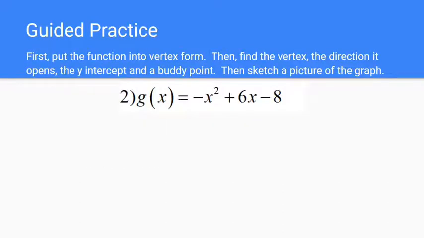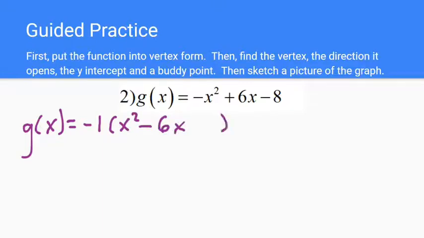So what I'm going to do first is factor out a -1 in kind of a weird way. So what do I mean by that? I'm going to factor out a -1 only in the first two terms. Okay, so it's going to look like this. I'm going to leave the -8 right there. So I just factor out my leading coefficient so that I can complete the square.